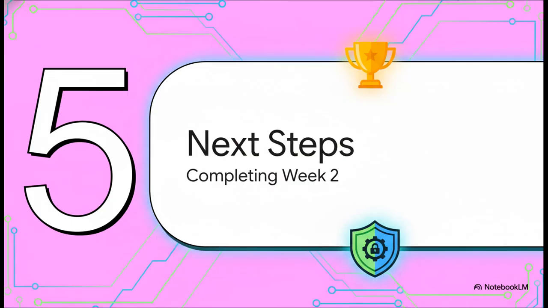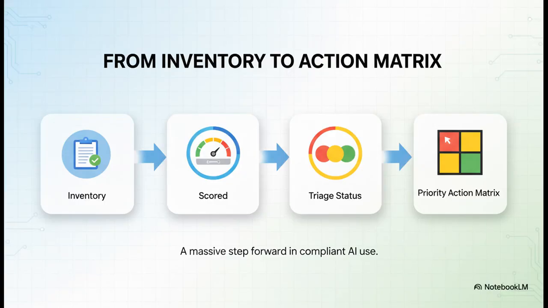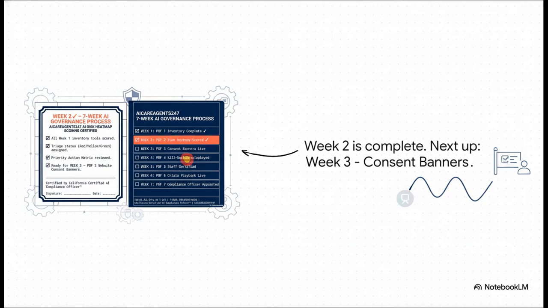Let's wrap up. We have covered some really significant ground today, and you are making real, measurable progress toward building a robust AI governance program for your organization. Just look at what you've accomplished. You've taken your inventory, you've systematically scored each tool, you've assigned a clear triage status, and in doing so, you've created a priority action matrix. This is a huge step forward. And with that, week 2 is officially complete. You have just activated a key component of your AI safety and enforcement arsenal.